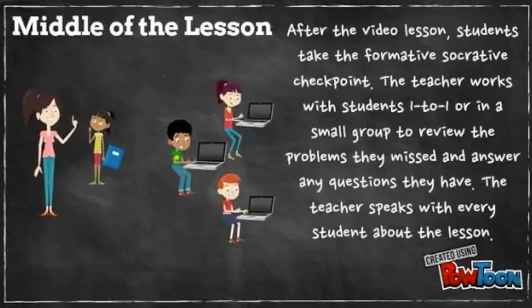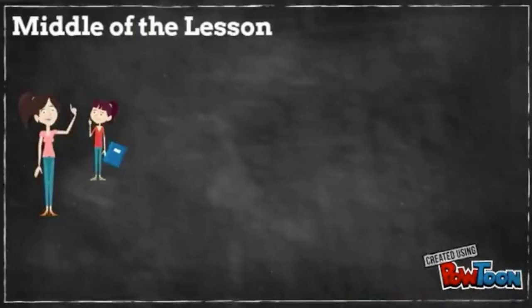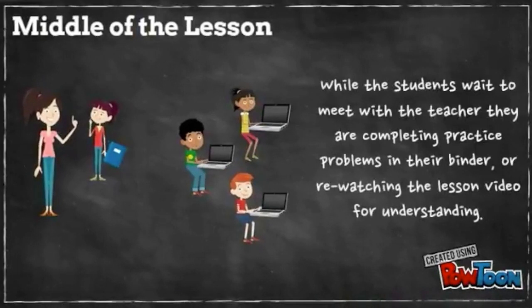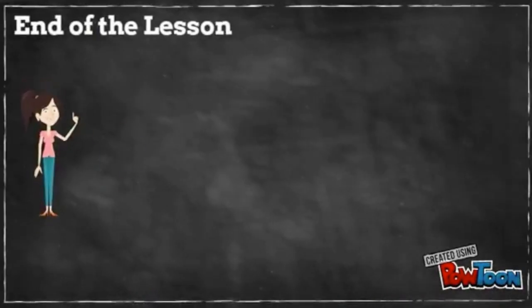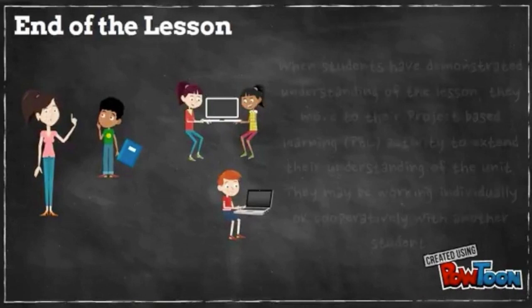In the middle of the lesson after the video, students take the formative Socrative checkpoint, and the teacher works with students one-on-one or in a small group to review problems they missed and answer any questions they have. The teacher speaks with every student about the lesson. While the students wait to meet with the teacher, they are completing practice problems in their binder or rewatching the lesson video for understanding. If they get below an 80% on their quiz, we ask them to rewatch the video for understanding before they get to their teacher.